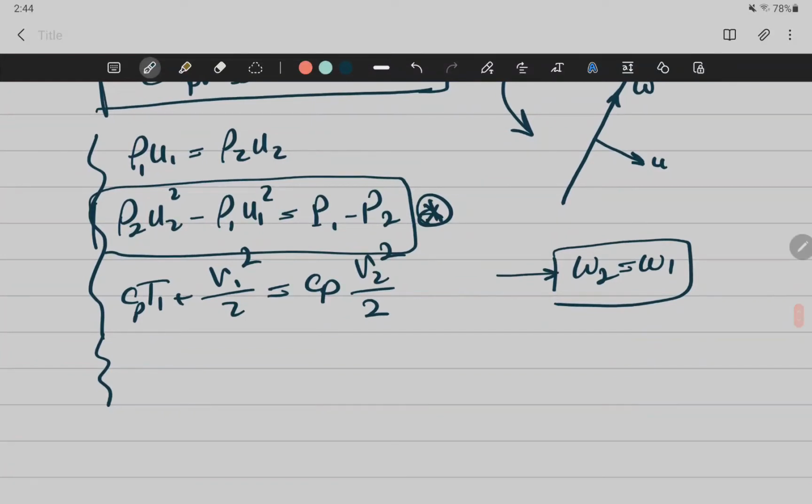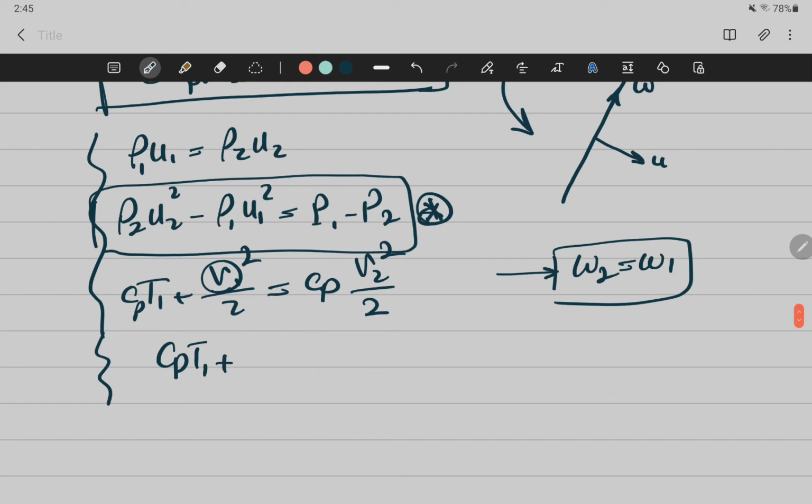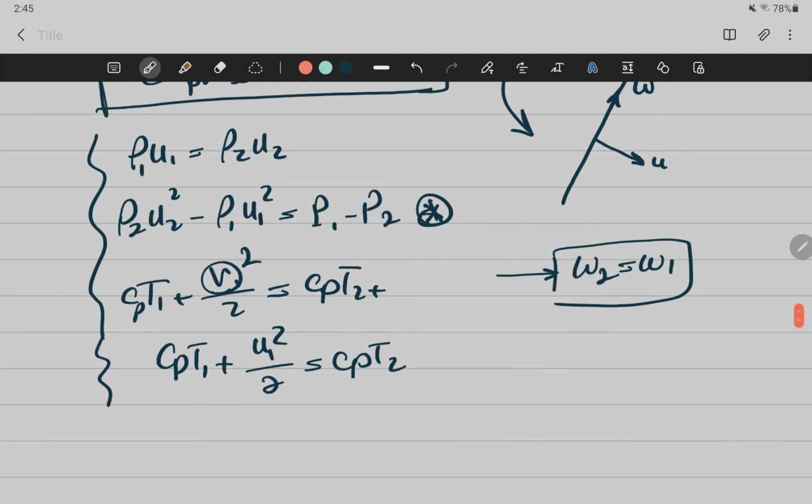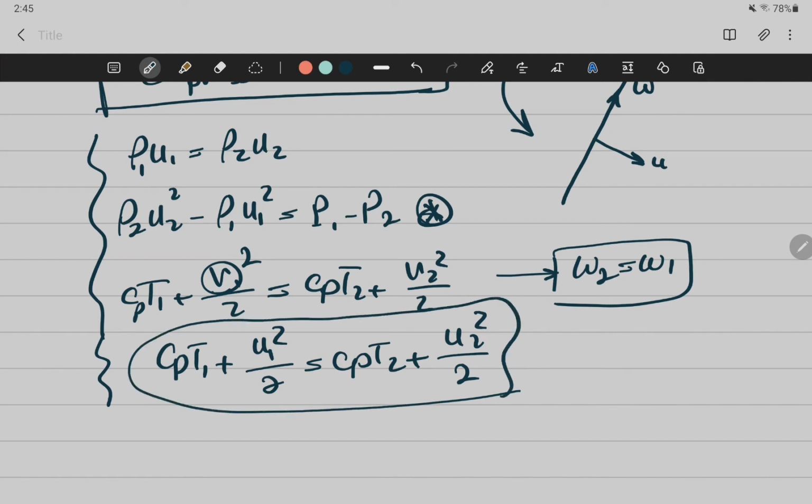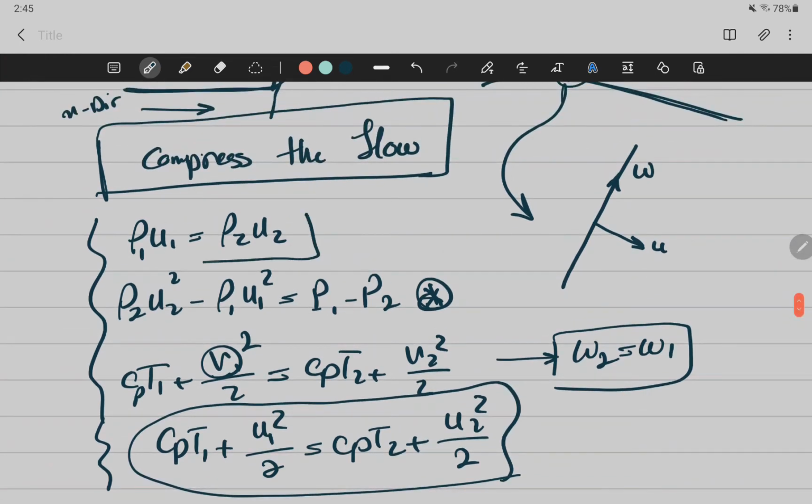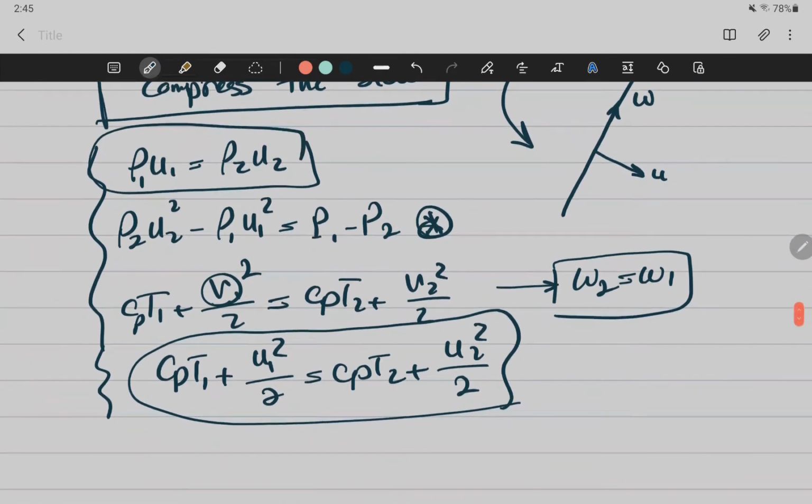Okay. So for this equation, the w part, w1, is going to be equal for both sides. So this will cancel out. And we are going to end up with CPT1 plus u1 squared divided by 2 equals CPT2 plus u2 squared divided by 2. This is an equation we had in the normal shock wave calculations. This is also an equation we had in the normal shock wave calculation.